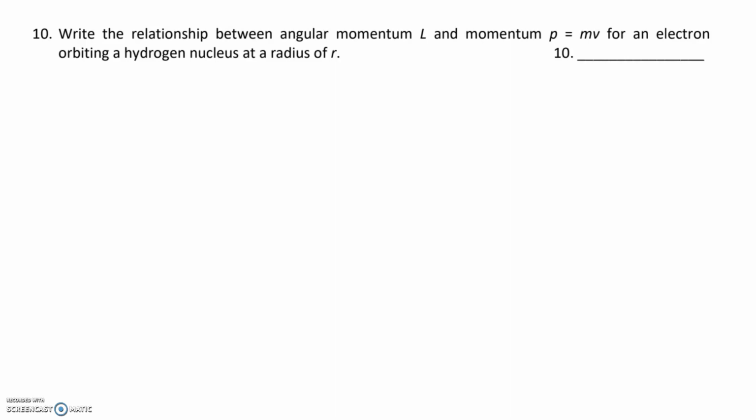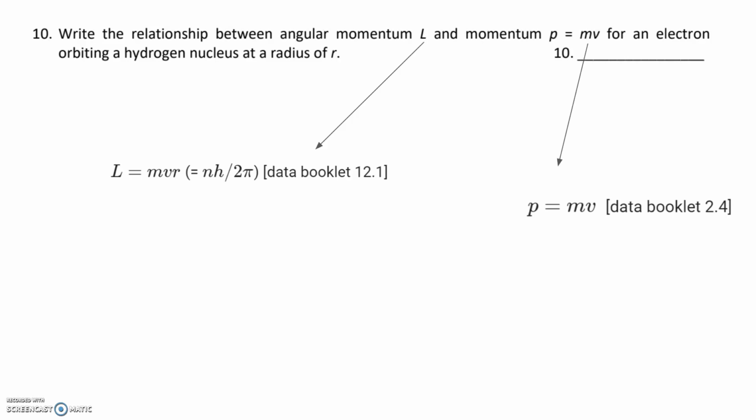The next question reads, write the relationship between angular momentum L and momentum P equals mv for an electron orbiting a hydrogen nucleus at a radius of r. For this question, we must first identify the given values. First of all, angular momentum L. From the data booklet, section 12.1, we can see that the angular momentum can be described by the following equation.